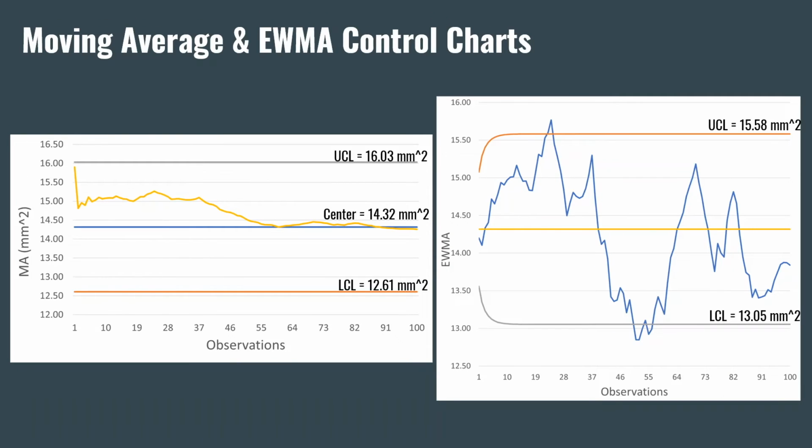All 100 data points fall within the upper and lower control limits of the moving average control chart, which was calculated using only measurements from the large syringe. For the moving average control chart, as each time period increases for the next calculated moving average mean, the value gets closer to the mean of 14.32 millimeters squared, and the next process mean will most likely have a mean close to the center line.